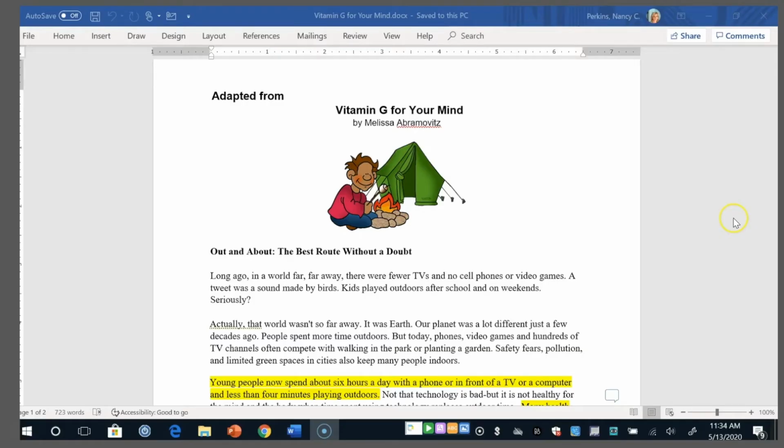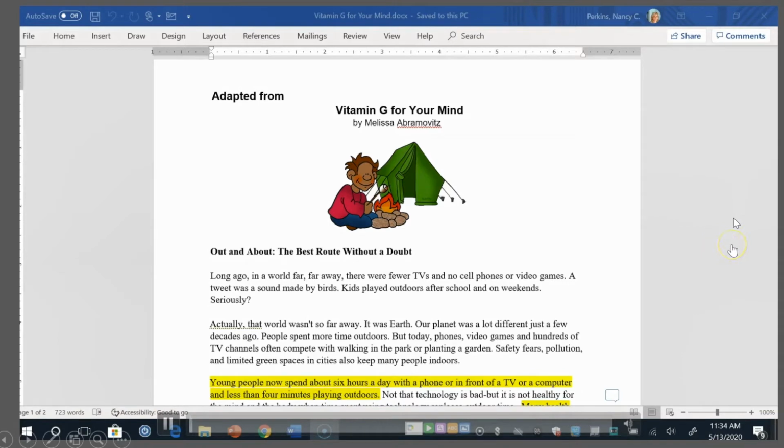Now, follow along with this model of reading and annotating the article. This is the article that you'll be reading for this lesson. It's titled Vitamin G for Your Mind. Your directions are to read the article, highlight facts, and also capture your thinking. So as always, you're going to pay attention to the thoughts, questions, comments, and ideas that occur to you as you're reading, and you're going to write those down. And you're going to highlight facts.